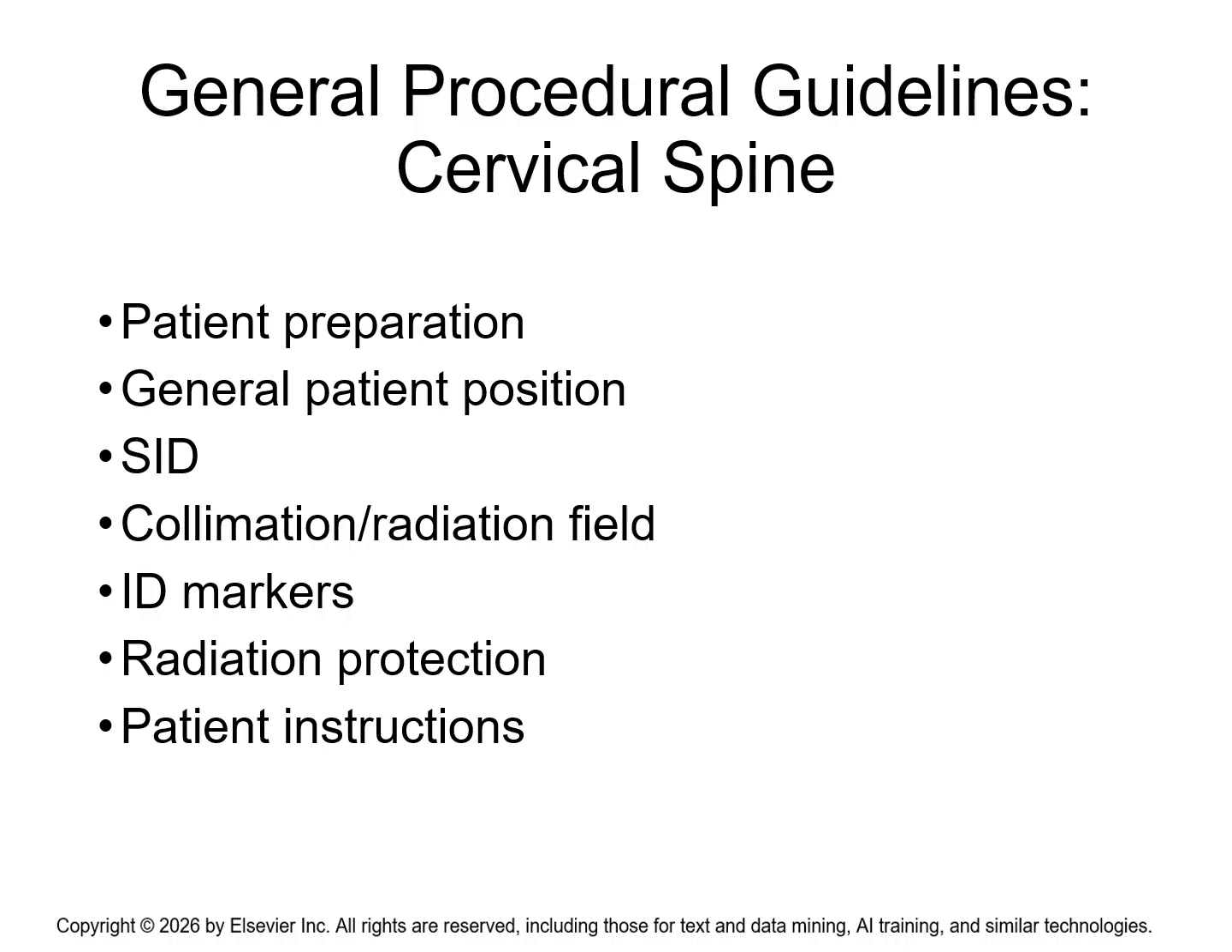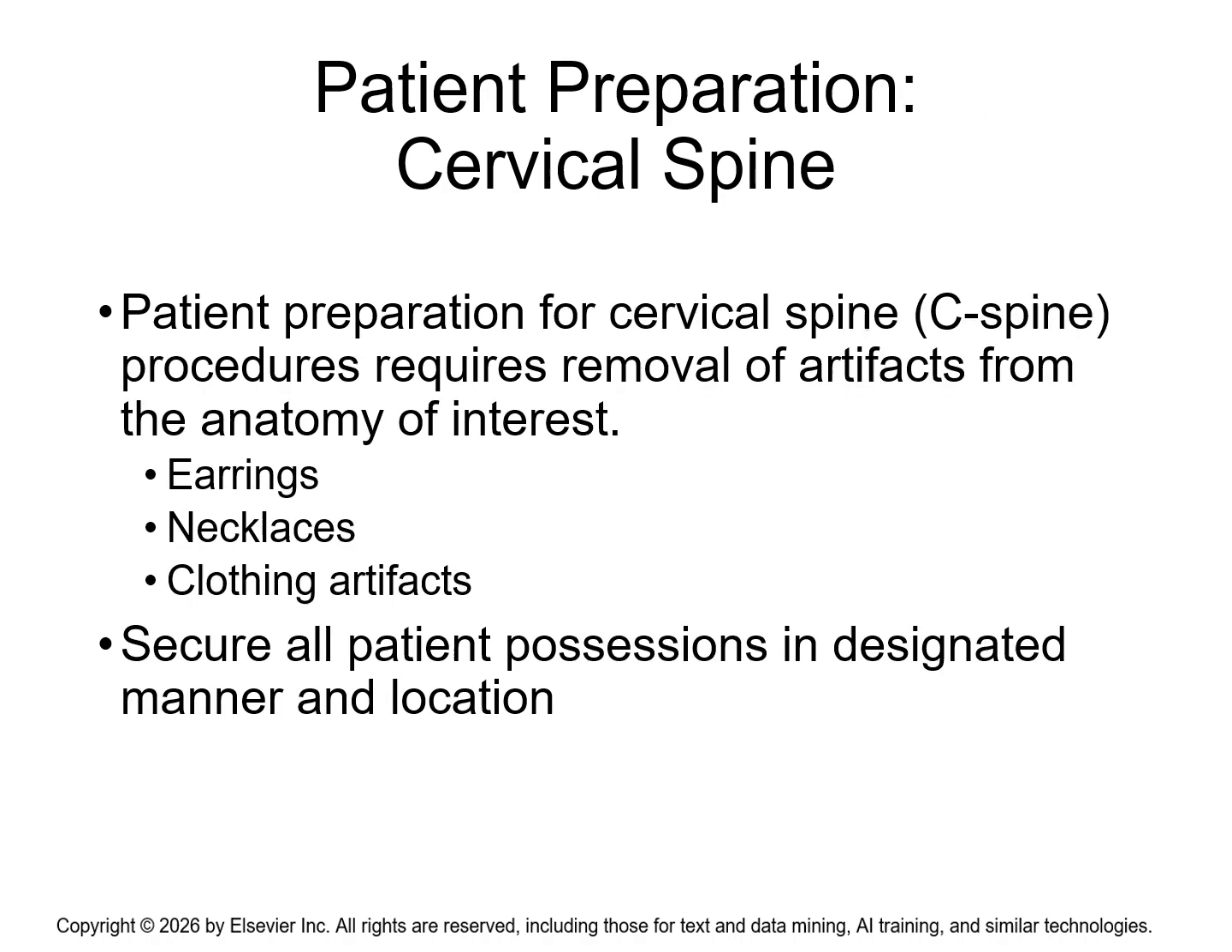So we're going to talk about all of the things. First, patient prep, our general patient position, the SID, because there are some variances within the cervical protocol. What is our collimation? Where do we put our markers? What kind of radiation protection are we using? And then what are our instructions to the patient going to be?